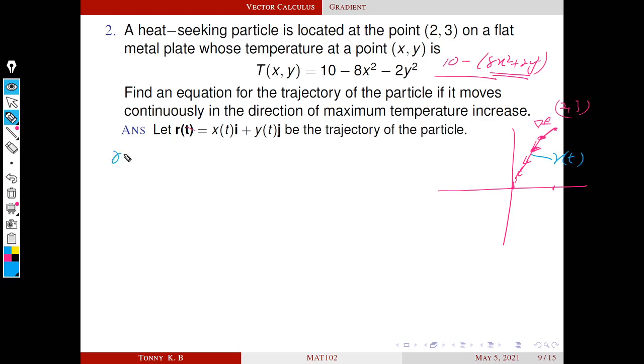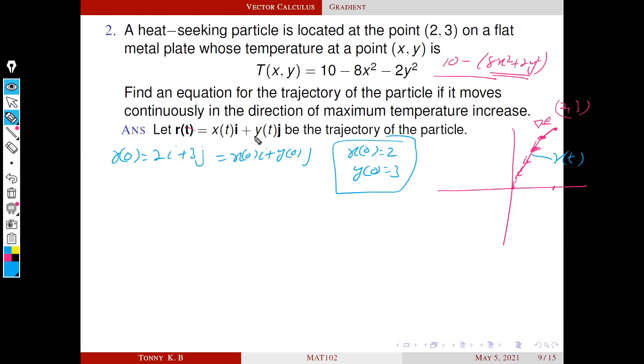That means r(0) is given. r(0) is nothing but 2i plus 3j. What is r(0) from this expression? That is x(0) i plus y(0) j. So it is clear that x(0) equals 2 and y(0) equals 3. So this is an initial condition that is given: initially the particle is at (2, 3).